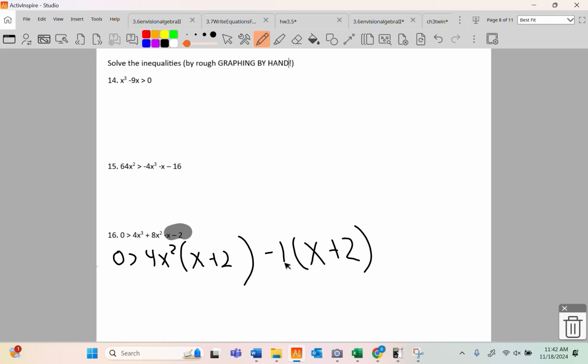What's the common factor of both pieces? It's my x plus 2. And what's the stuff left over? There you go, 4x squared minus 1. Will 4x squared minus 1 factor? Yes, it will. How?